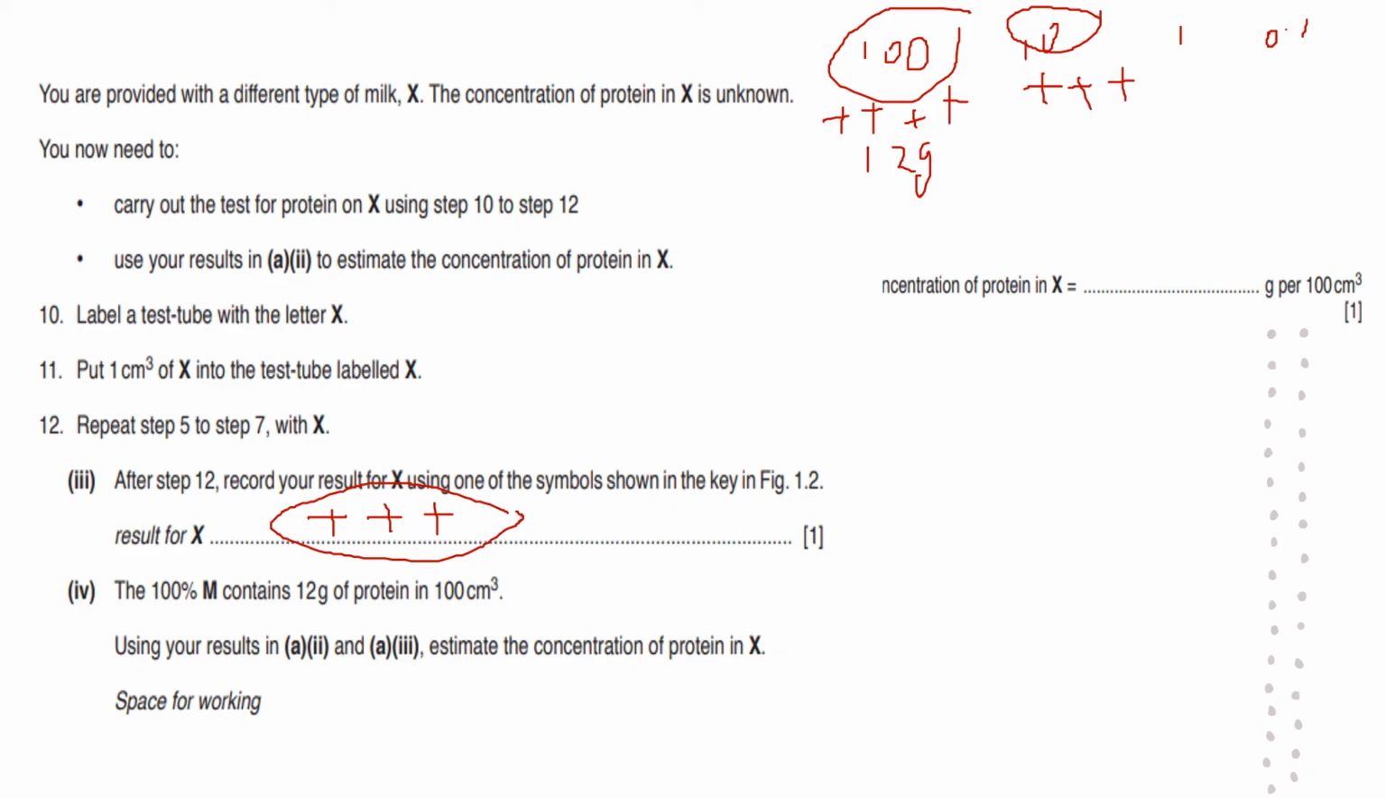So what it says is that if 12 grams is 100%, 10% you can easily estimate to be 1.2 grams. Okay, and then you can sort of say X is then 1.2 grams of protein per 100 centimeters.